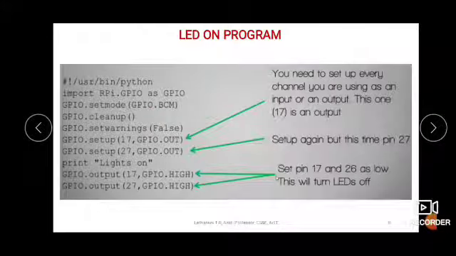Let us execute this program. Before that, let us see the LED off program. Here it is the same thing, but if you make 17 and 27 low, the LEDs will go off. High means it will glow, but if you say low, it will be turned off.